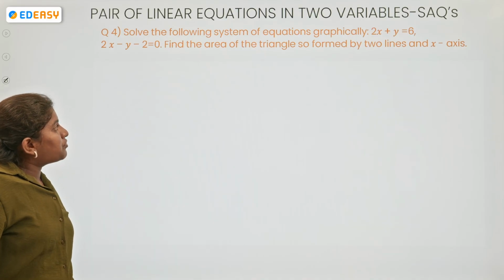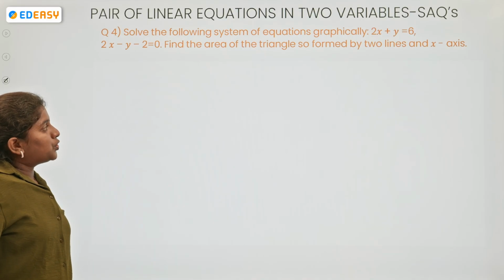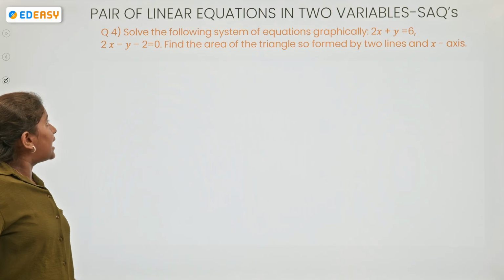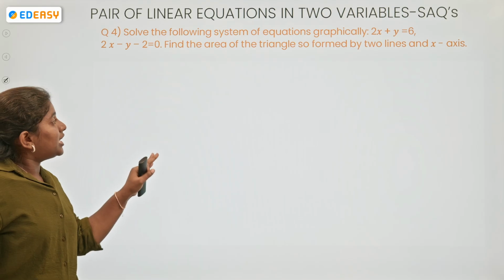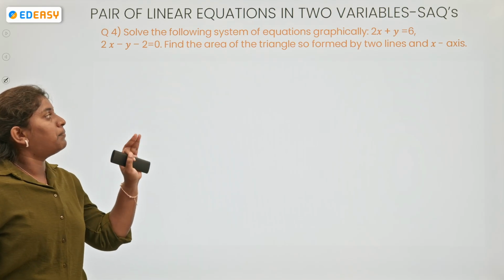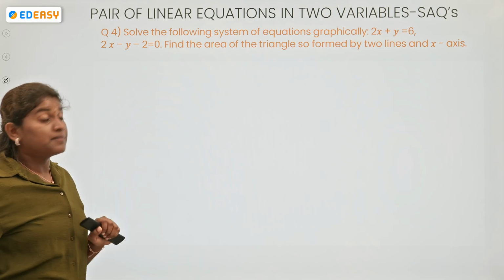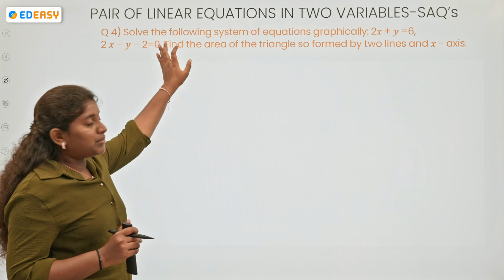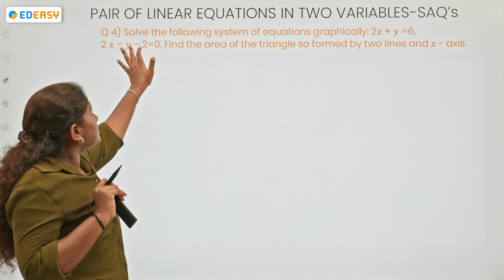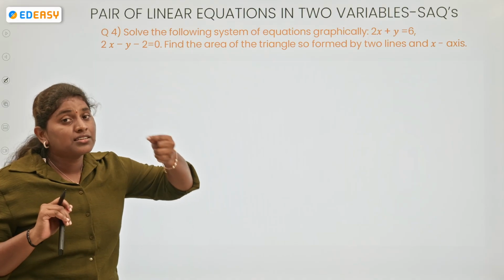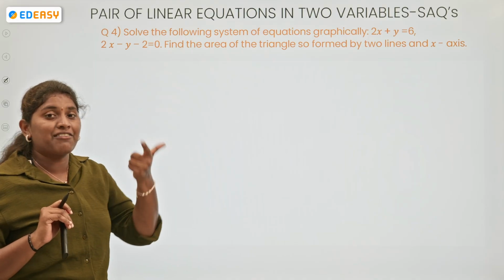Solve the following system of equations graphically: 2x plus y equals 6 and 2x minus y minus 2 equals 0. And find the area of the triangle so formed by the two lines and the x-axis. Now, just keep the second part aside and look at the first part. First of all, they are asking us to solve the linear equations graphically.